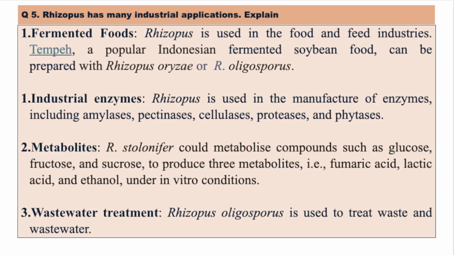Then one or two line questions may also arise, where you may have to write the industrial applications of Rhizopus. Rhizopus is used in food and feed industries. Indonesian fermented soybean food is produced by using Rhizopus species, that is tempeh. Then it's used in industrial enzyme preparation, like amylase, pectinase, cellulase, proteinase, right? Then it's also used to synthesize metabolic compounds like glucose, fructose, and sucrose, and also used in waste and wastewater treatment.